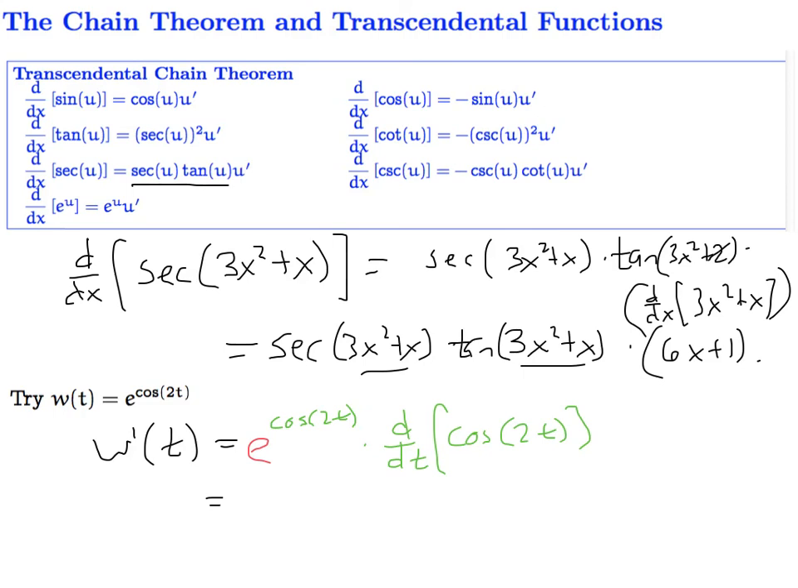Here this is neat because we're going to have another chain theorem to use. The chain theorem here says we need to multiply by the derivative of the outside function, keep that inside function the same, and now multiply by the derivative of the inside function, which is just 2. So overall, this is my derivative, just using now the fact that the chain theorem also applies to these transcendental functions.